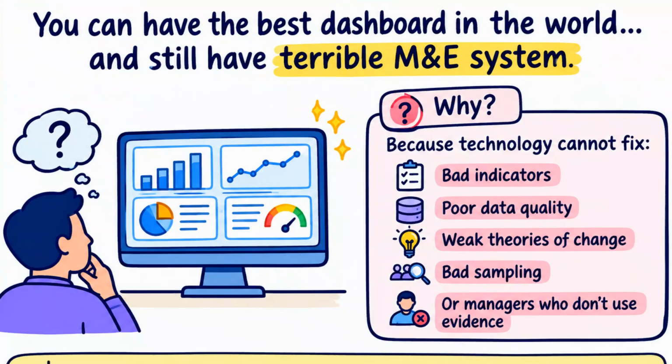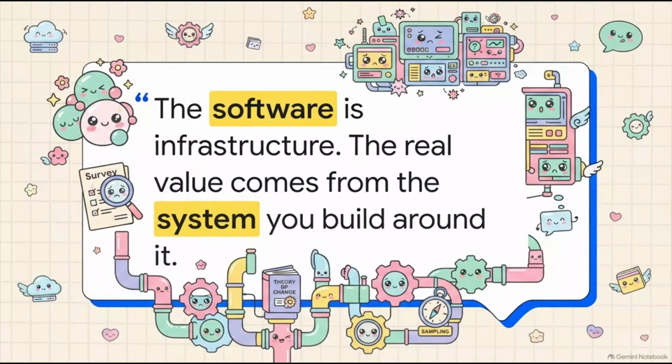But here's something many people won't tell you. Free tools don't automatically create a good M&E system. You can have the best dashboard in the world and still have a terrible M&E system. Why? Because technology cannot fix bad indicators, poor data quality, weak theories of change, bad sampling, or managers who don't use evidence. The software is only the infrastructure. The real value comes from the M&E system that we build around it.